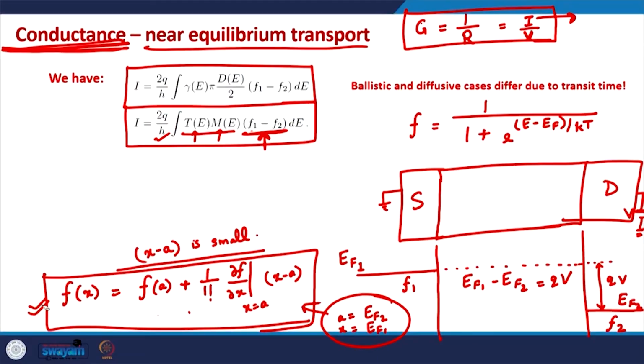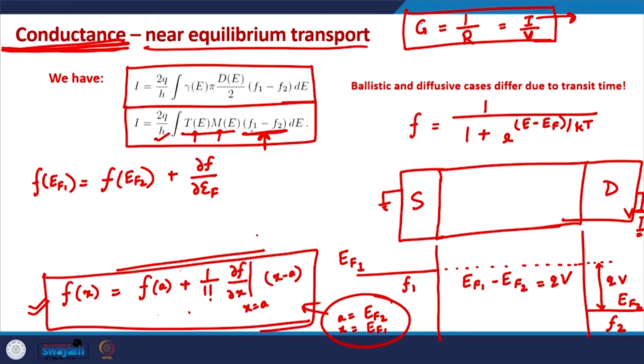So what we can see from here is that f at EF1, if we put x equal to EF1 and a equal to EF2, is equal to f at EF2 plus del f by del EF times (EF1 minus EF2). Let us say EF1 and EF2 might also change, so let us not put the EF2 value here, just EF1 minus EF2.